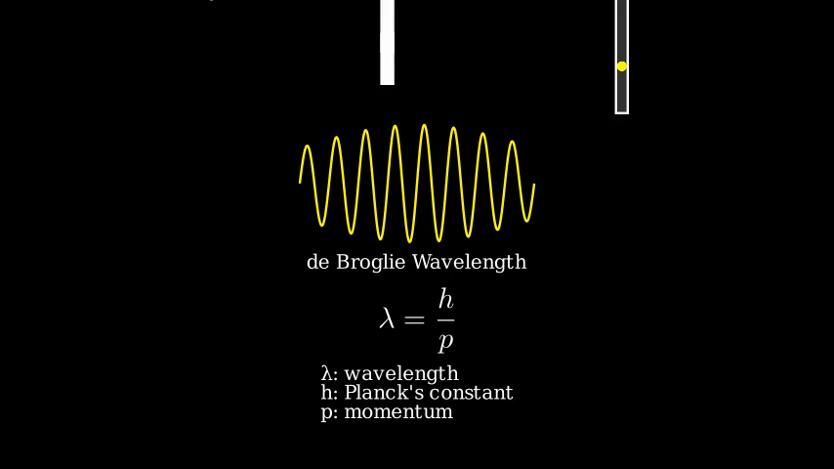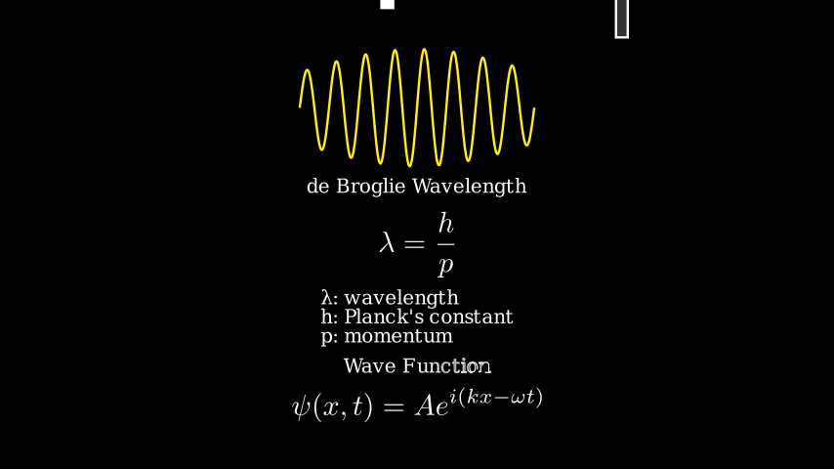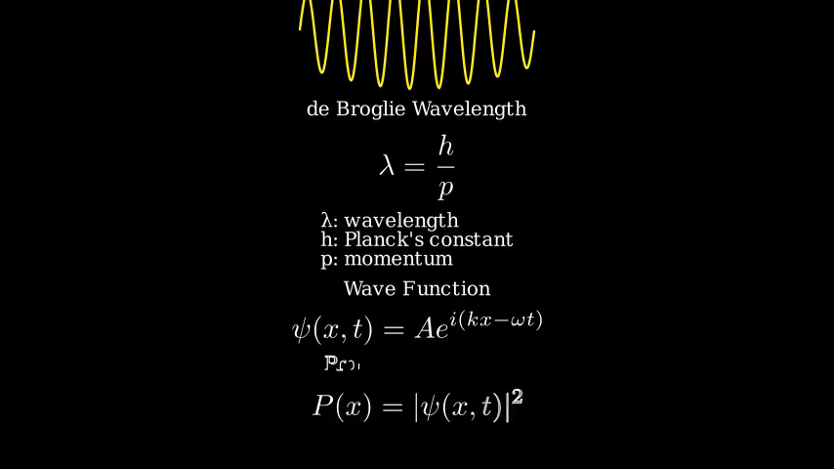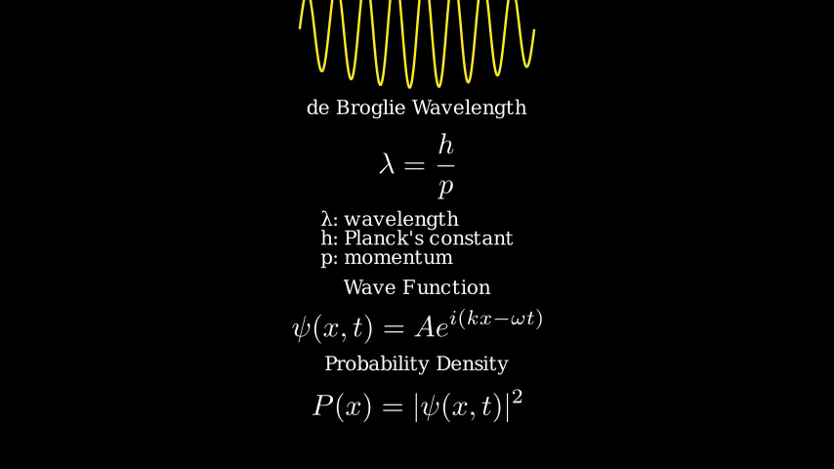In quantum mechanics, we describe particles using wave functions. The wave function, psi, gives us the probability of finding a particle at different locations. The square of the wave function's magnitude gives us the probability density.